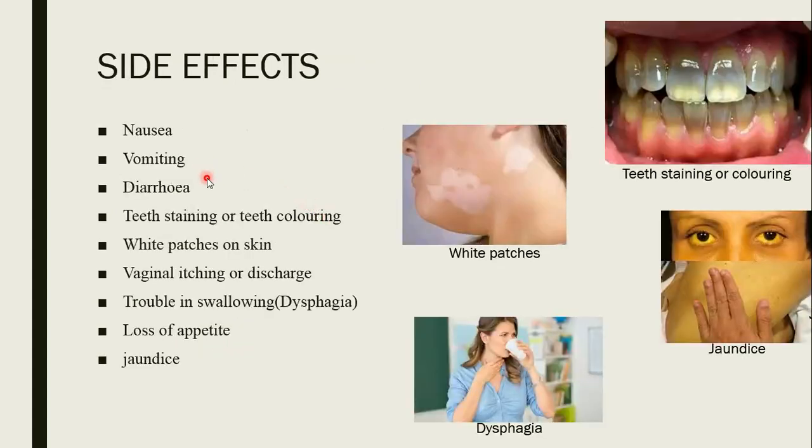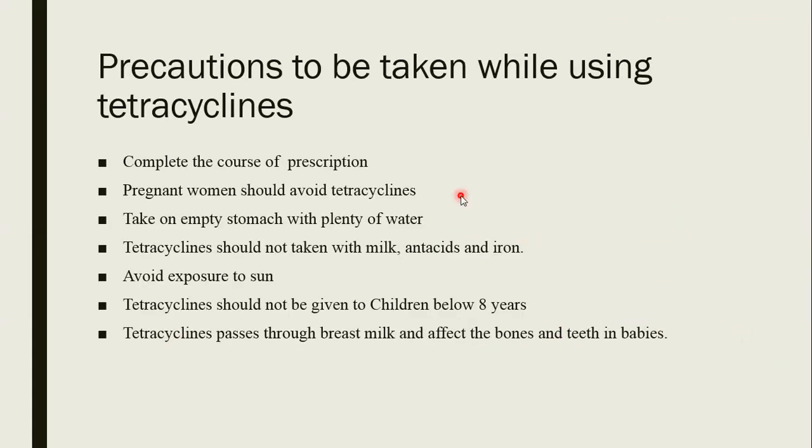The various side effects which can be observed when the patient has used tetracyclines long-term are nausea, vomiting, diarrhea, teeth staining or teeth coloring after long-term use. White patches on the skin can be observed. Vaginal itching or discharge can be observed. Trouble in swallowing, which is called dysphagia, loss of appetite, and jaundice can occur. Precautions to be taken while using tetracyclines are: complete the course of prescription.